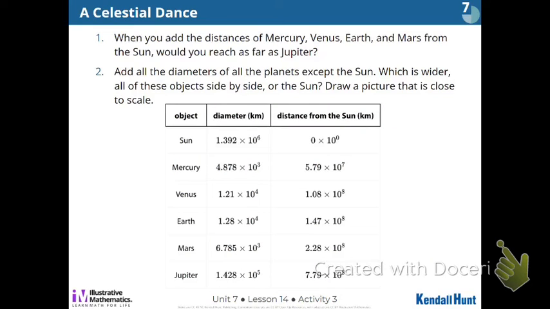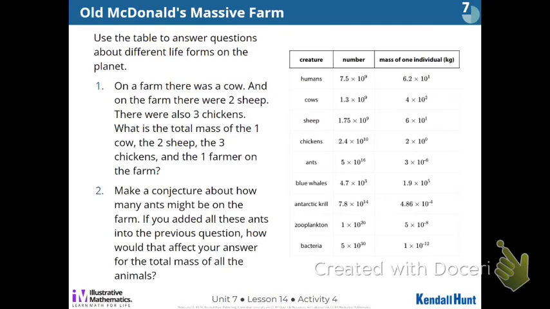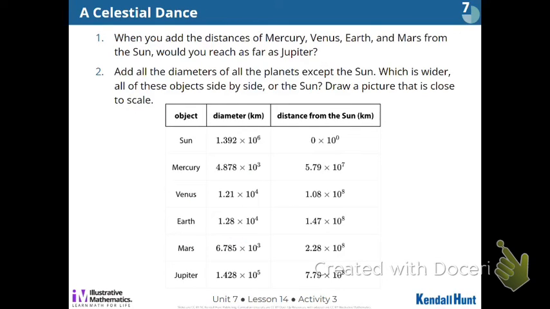We're going to apply this now, okay? Now that we know to add scientific notation numbers, we need to line up by the decimal. You are going to approach problems 1 and 2, where you're looking at distances and diameters and answering the questions about some of these planets in our solar system. So for number 1, I need to add Mercury, Venus, Earth, and Mars. We're talking distance from the sun column.